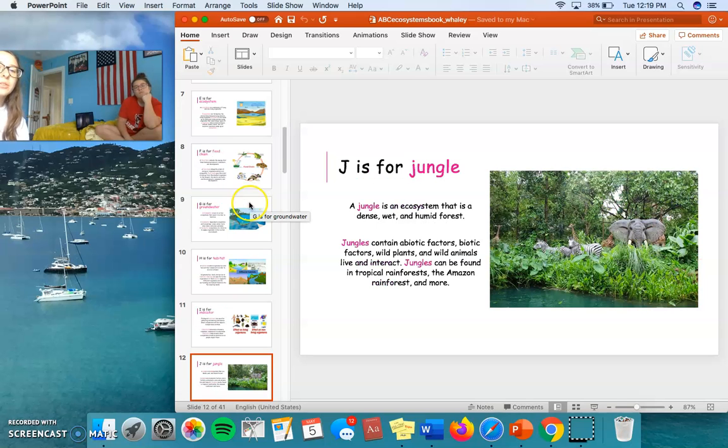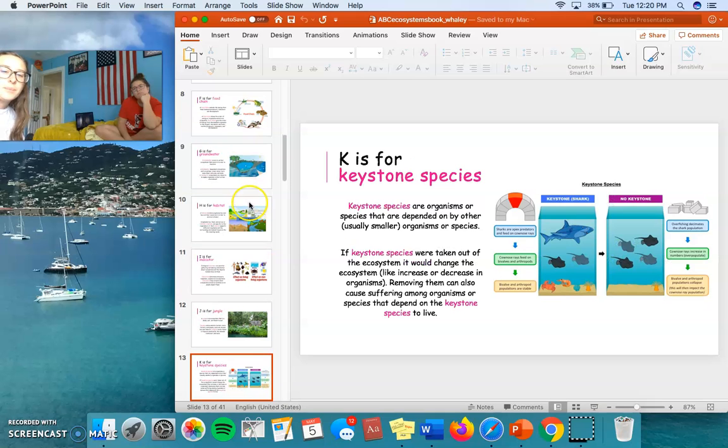J is for jungle. A jungle is an ecosystem that is a dense, wet, and humid forest. Jungles contain abiotic factors, biotic factors, wild plants, and wild animals that live and interact. Jungles can be found in tropical rainforests, the Amazon rainforest, and more places. So you see in the picture animals, water, a lot of thick grass and trees.